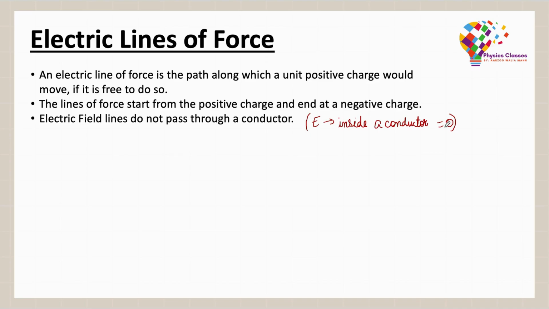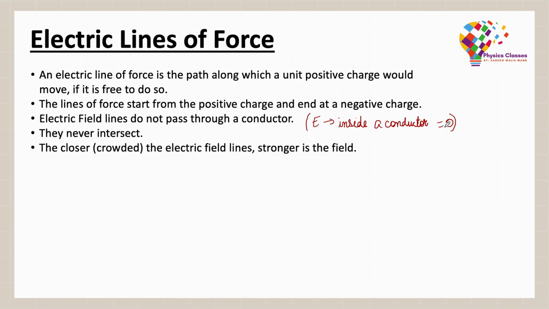Next part, these field lines will never intersect because these are showing you the path of a positive charge. A positive charge can follow only a single path at any point. At one point, you cannot have two different paths followed by a positive charge. So they will not intersect. The more crowded the field lines are, or you could say the closer the field lines are, the stronger the field is. So the part where multiple field lines are crowded together shows you a strong field, and if they're away from one another, then that shows you a weak field.